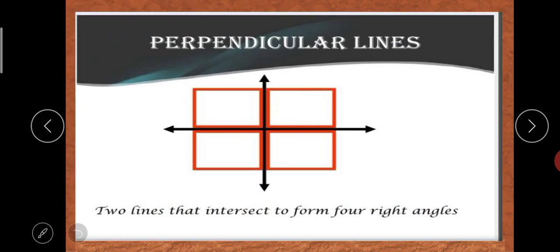Next, perpendicular lines. When we form perpendicular lines, we get right angles. Perpendicular lines are two lines that intersect to form four right angles. When we observe properly, this is 90 degrees, this one also 90 degrees, this one also 90 degrees and this one also 90 degrees. Such lines are known as perpendicular lines.